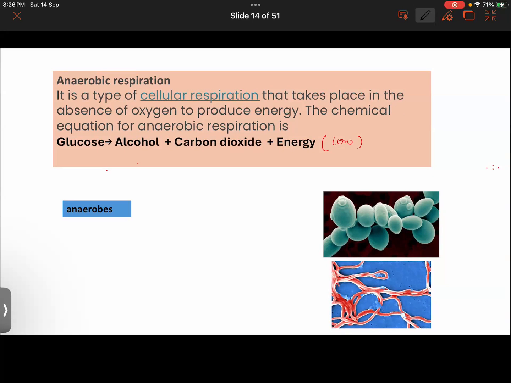The organisms that do this type of respiration are called anaerobes. The examples are yeast, some bacteria, and in some situations, muscle cells. Even in our muscle cells, sometimes this anaerobic respiration can occur. Got this?